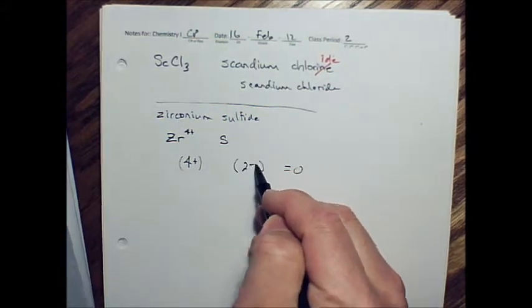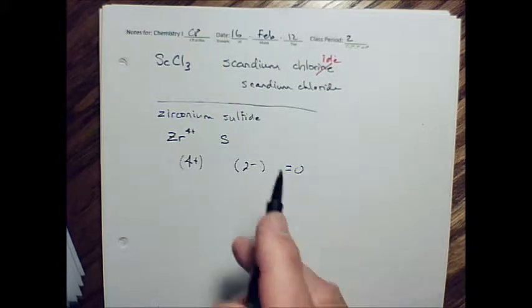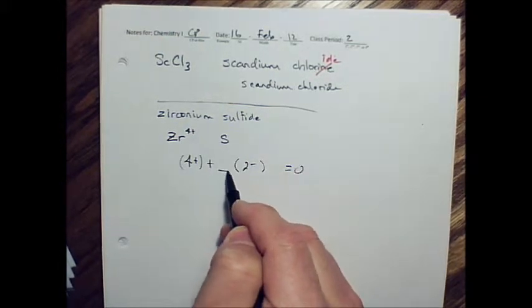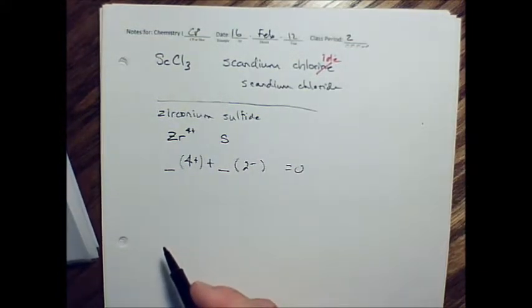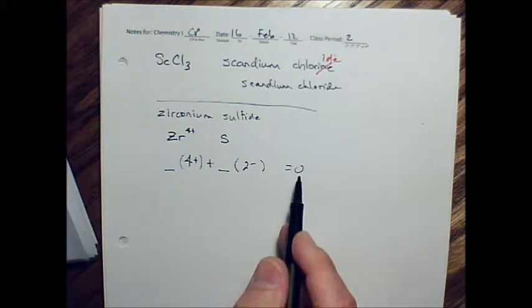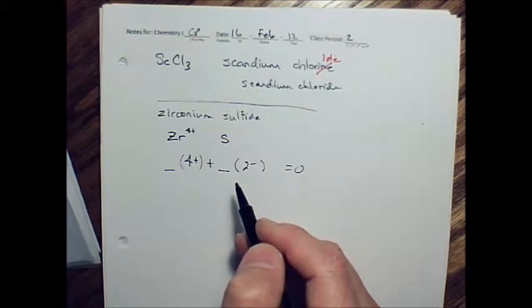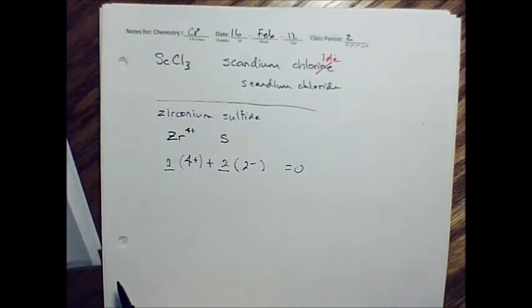Sulfur has a 2 negative. Has to be 2 negative. That's the only way I'm going to be able to get this thing to work out to be 0. But it's not yet at 0. If I did this math right here, I'd have a 2 plus. I need coefficients to make this work out. So what coefficients do I put in front of these to make this work out to 0? 2 and 4. I could be using 2 and 4, but isn't 2 here and a 1 here simpler? You want the simplest whole number ratio. Simplest whole number ratio. Okay?